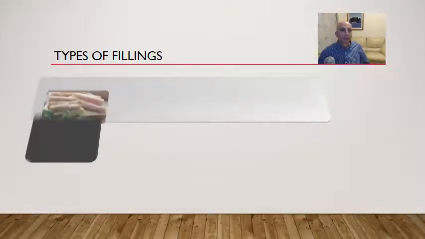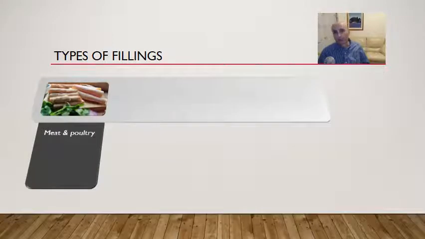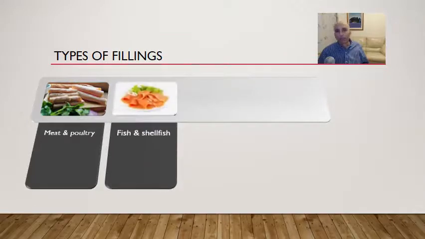So let's take a look. Meat and poultry. So we've got all the different types of meat, the beef, the pork, the lamb, chicken, turkey. Most people know these. Fish and shellfish. I've actually got a photo here of smoked salmon, but you can use prawns, I mean, a prawn sandwich is just beautiful. Lobster sandwich, if you can afford it. Different types of fish like tuna.